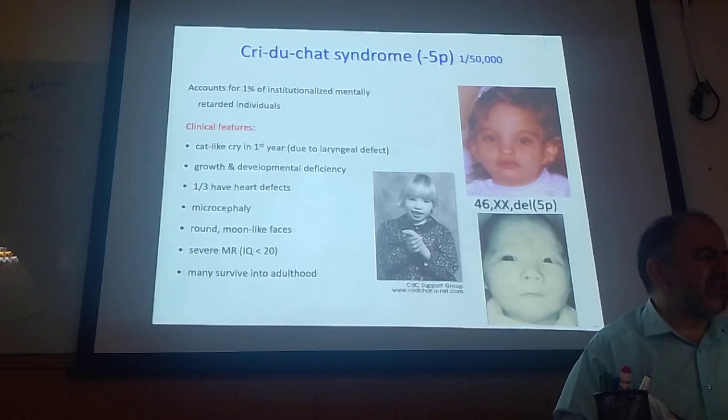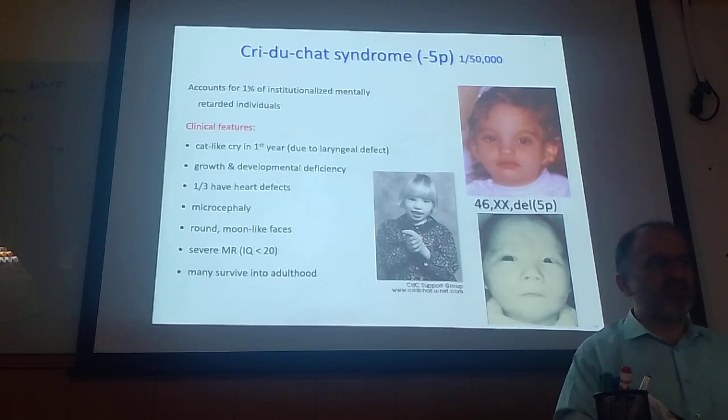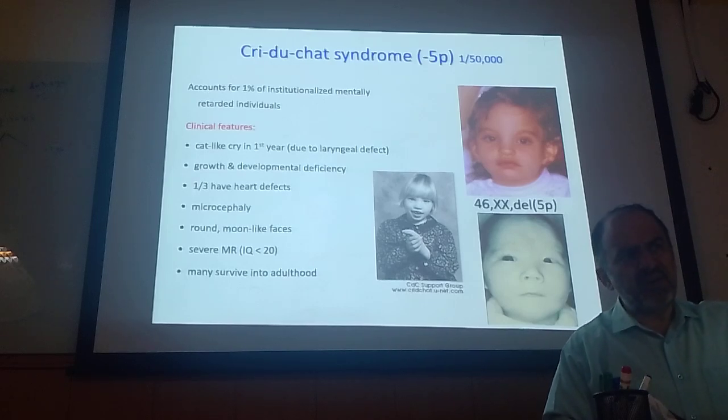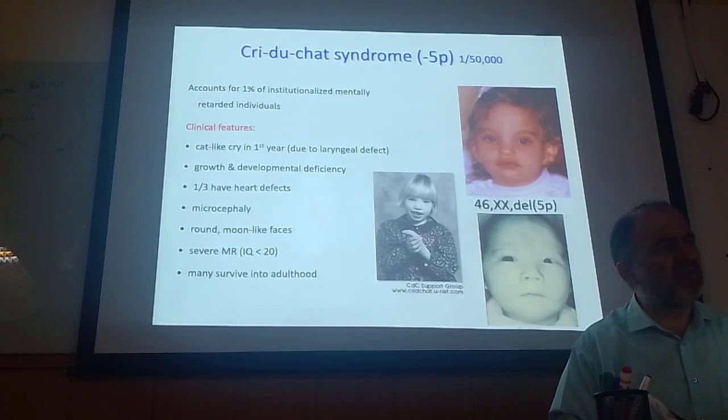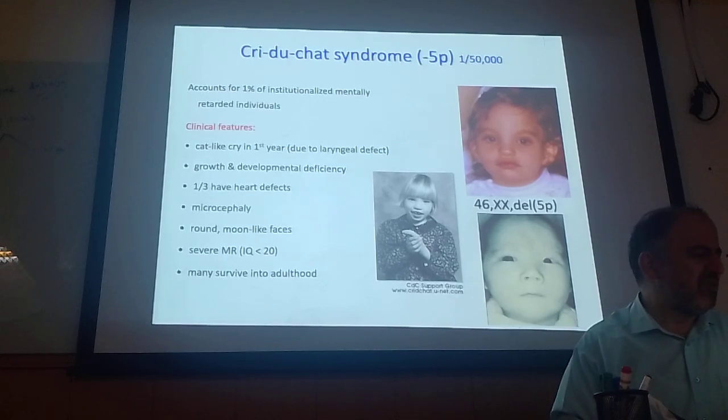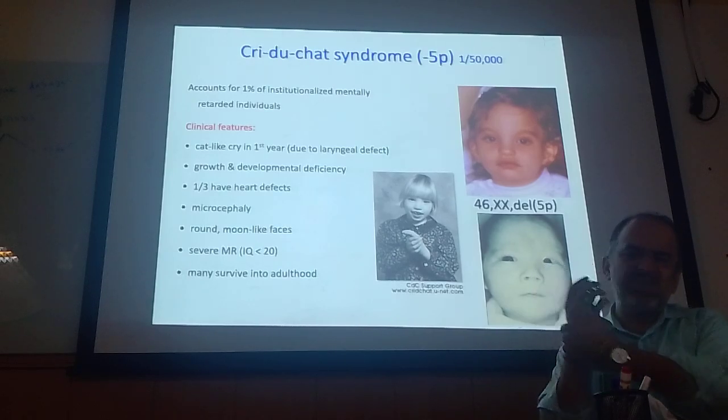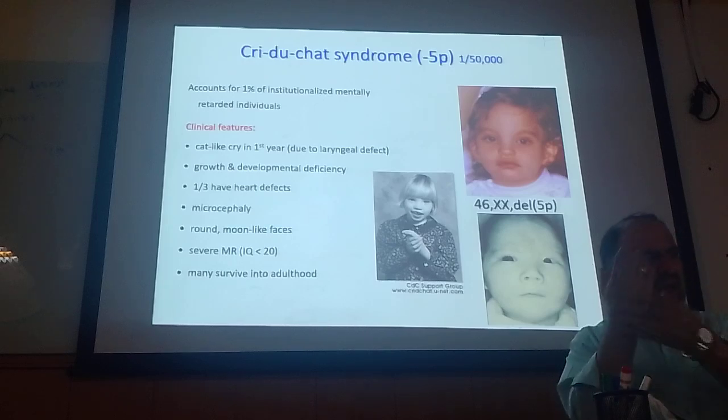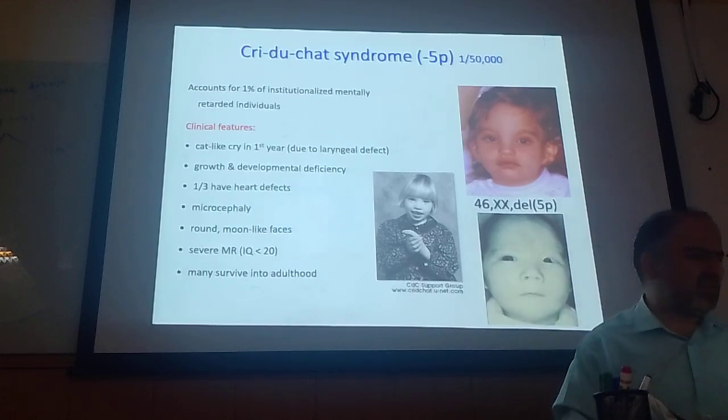microcephaly, a third of them have a heart defect. In Down syndrome it was only 40%. Round moon-like face, IQ less than 20. Many survive into adulthood, compared with 4P, where many of them die in the first year. Here, many of them go on to adulthood. You can even see hypotonia. Even she can't take care of her hand and needs another hand to take care of this one.